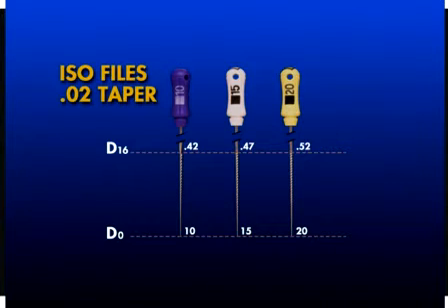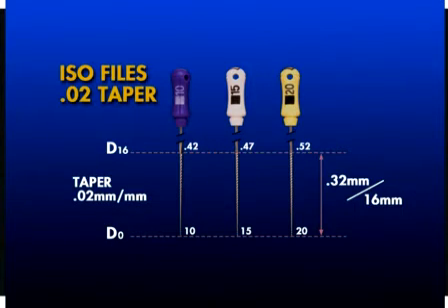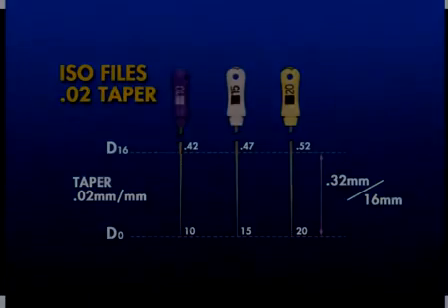Each instrument receives its numerical designation or file name from its D0 diameter. Since ISO files have a standard taper of 32 hundredths of a millimeter over 16 millimeters of cutting blades, then the taper of any specific instrument is 0.02 millimeters per millimeter.